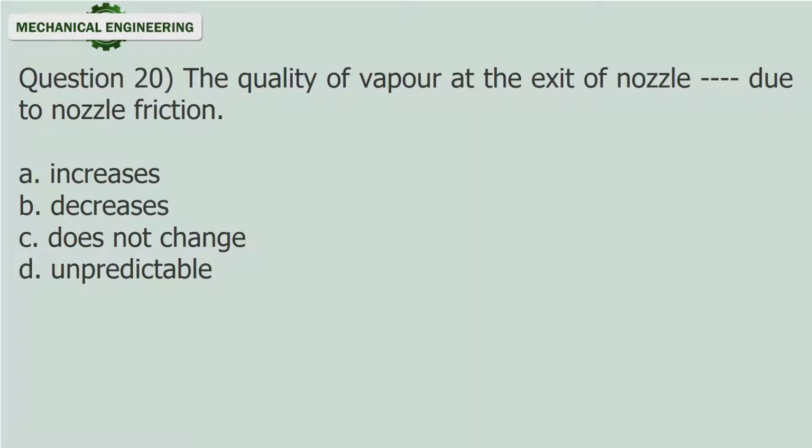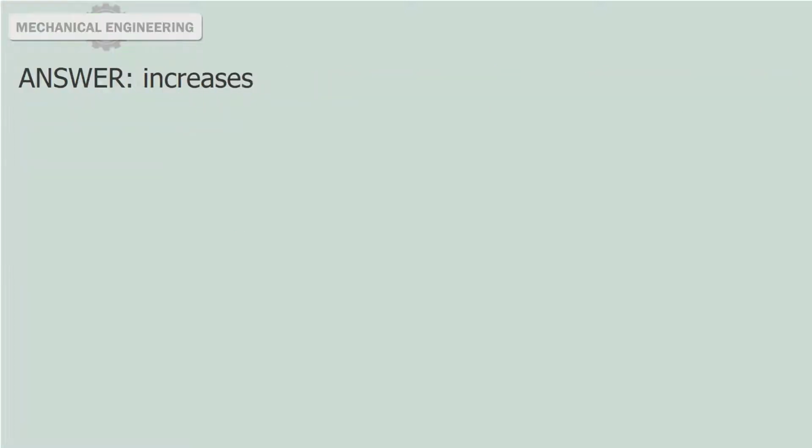Question 20. The quality of vapor at the exit of nozzle, fill in the blank, due to nozzle friction. A. Increases. B. Decreases. C. Does not change. D. Unpredictable. Answer. Increases.